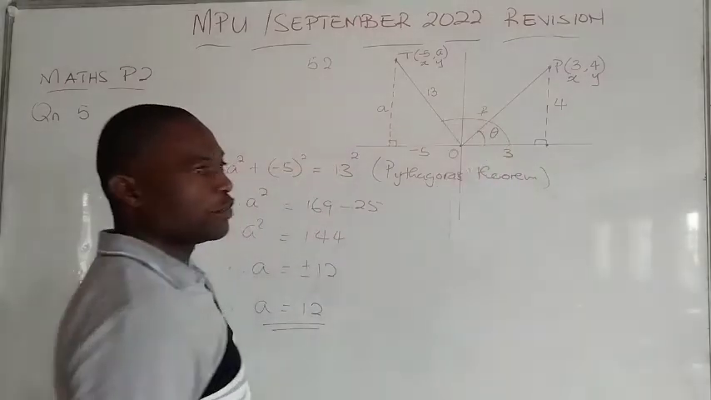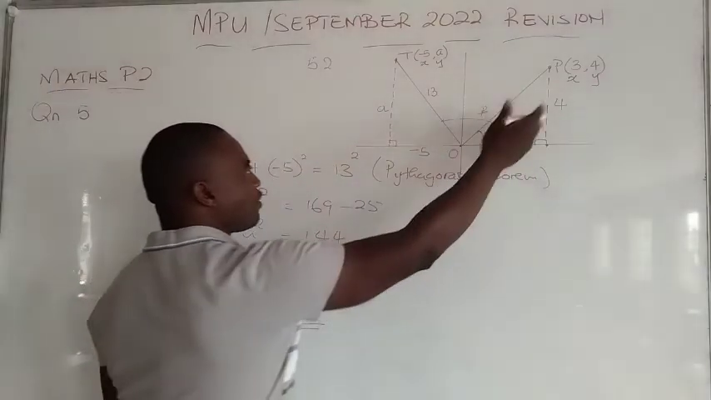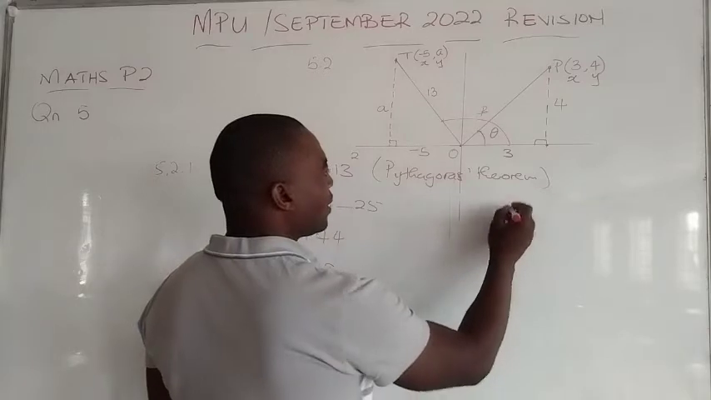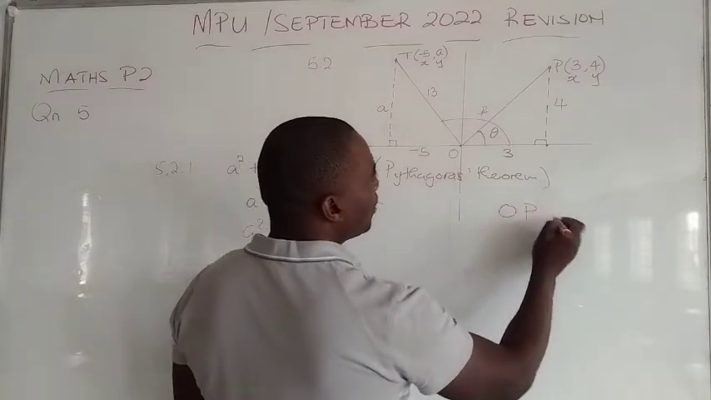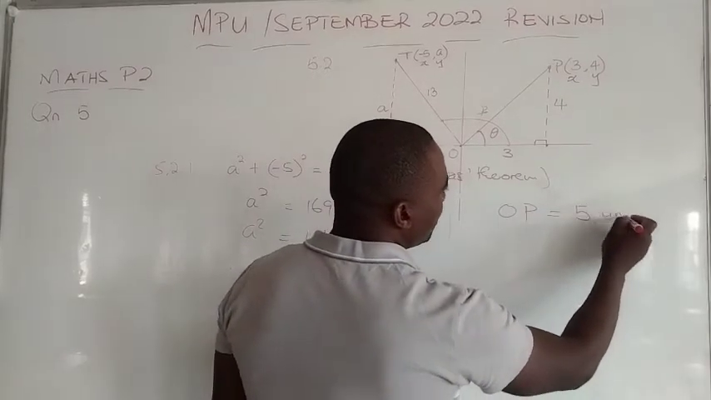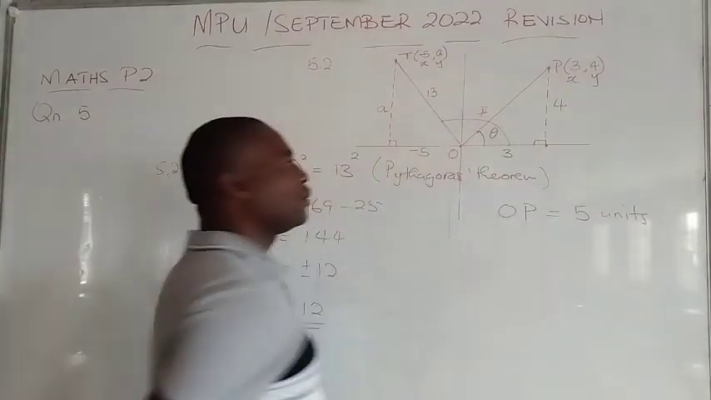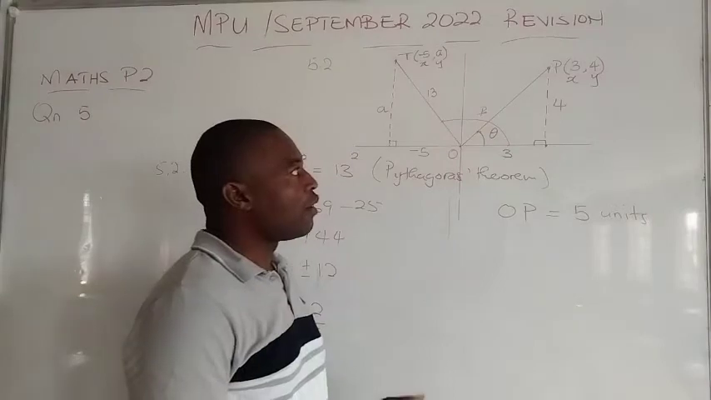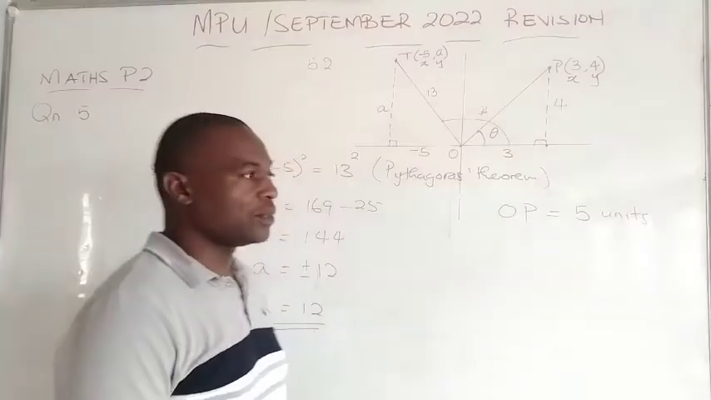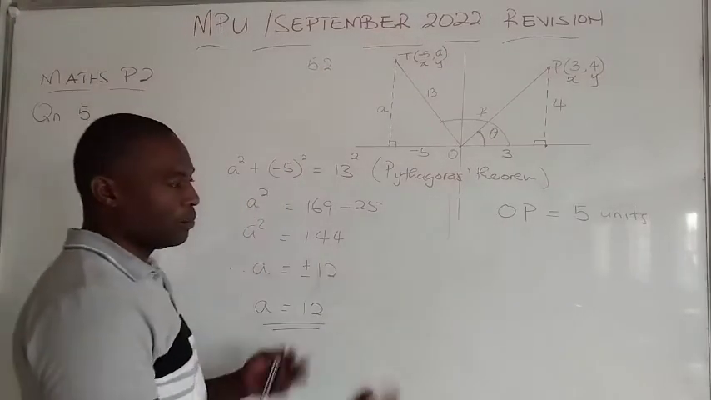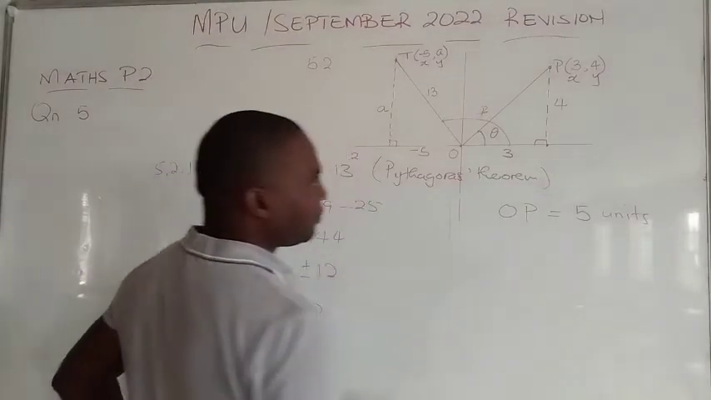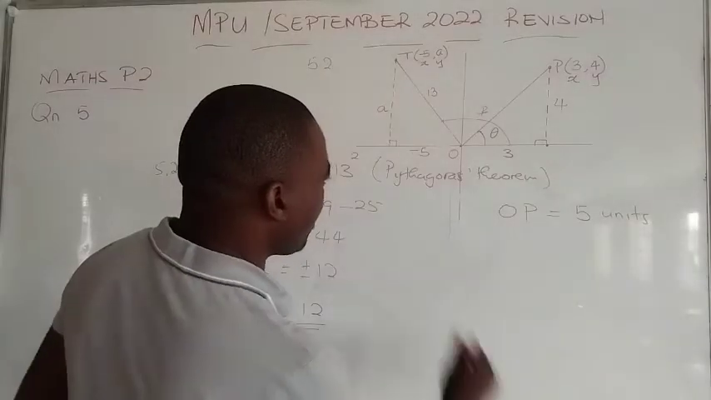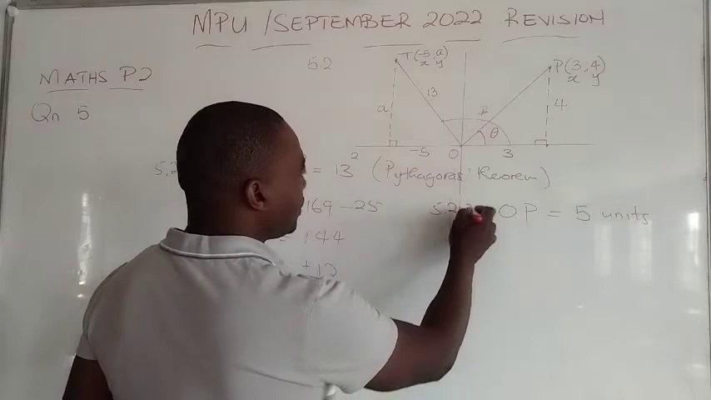So if you still remember the 3, 4, 5, you can actually tell that OP is 5 units, or else you will have to use Pythagoras theorem. That's the advantage of knowing some of these things. You can avoid wasting time. Alright, then that's 5.2.2.